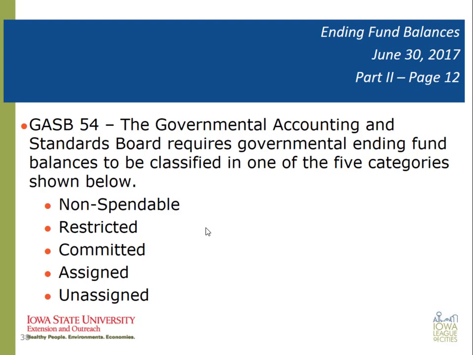Those error messages show up because of GASB 54. GASB stands for the Governmental Accounting and Standards Board. Order number 54 requires that the ending fund balances be classified into one of 5 categories as shown below. They include non-spendable, restricted, committed, assigned, and unassigned. Let's go through each one of those and see what they mean.